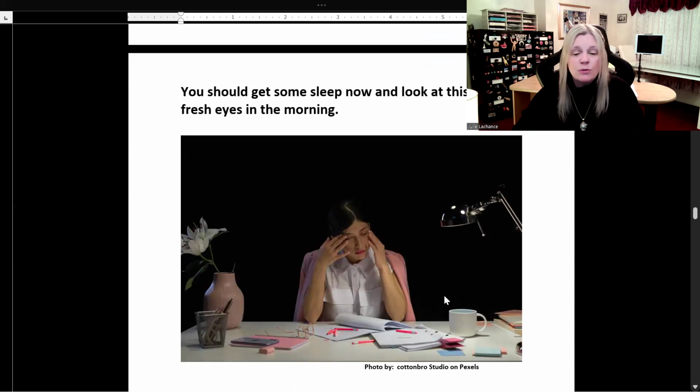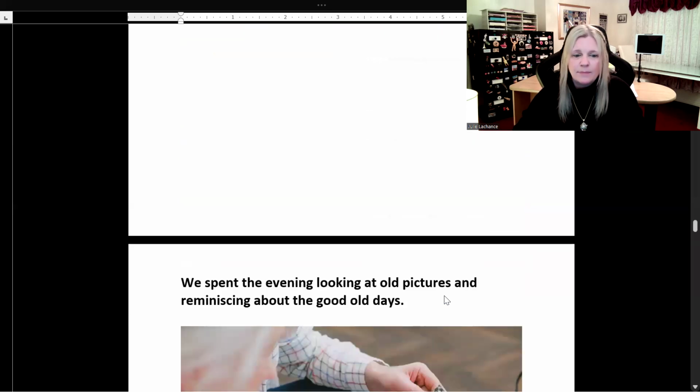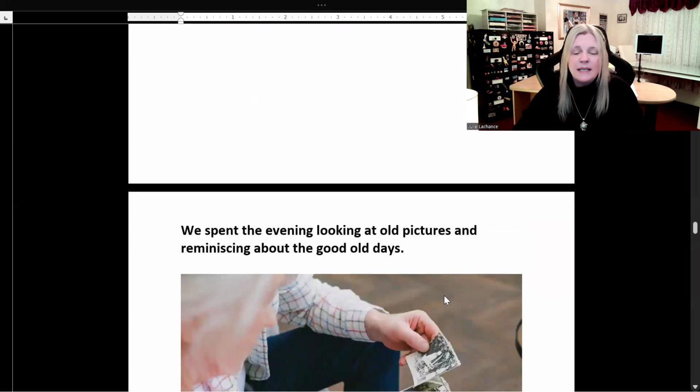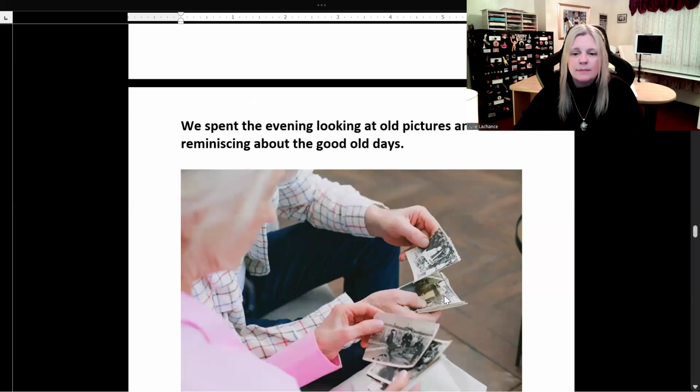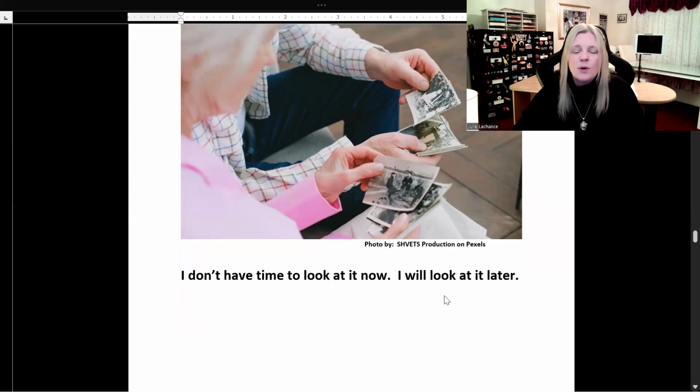Sometimes we're just too tired and we should probably just go to bed and look at the problem again in the morning. Good idea. We spent the evening looking at old pictures and reminiscing about the good old days. That's always fun, looking at old pictures. I don't have time to look at it now. I will look at it later.